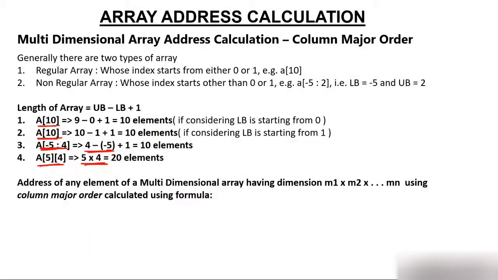Address of any element of a multi-dimensional array having dimensions m1, m2, ... mn, because it's multi-dimensional. If it is multi-dimensional, definitely there will be more than one or two. In the case of 2 dimensions, we took 2 comma 3, 2 cross 3. So this was 2 dimensions, but we have n dimensions, so this will be m1 cross m2 cross mn, using column major order. This is very important. The order is calculated using a formula. How to calculate? What is the formula?